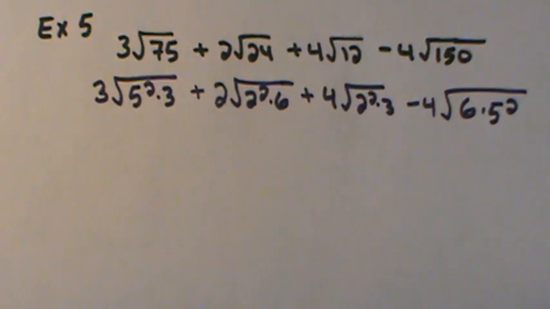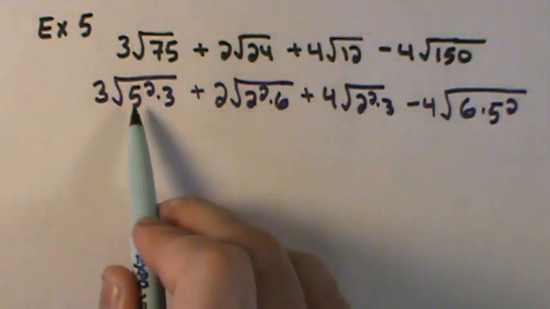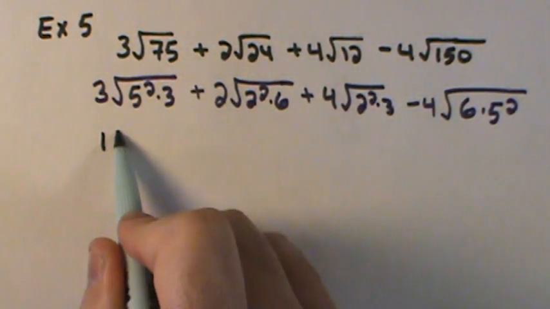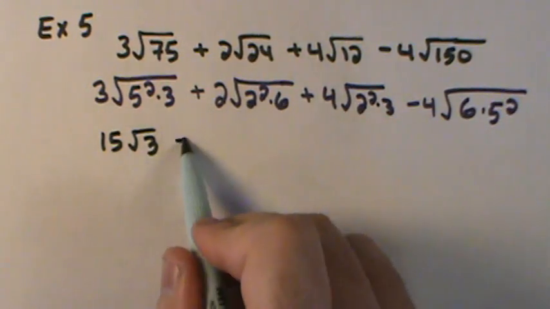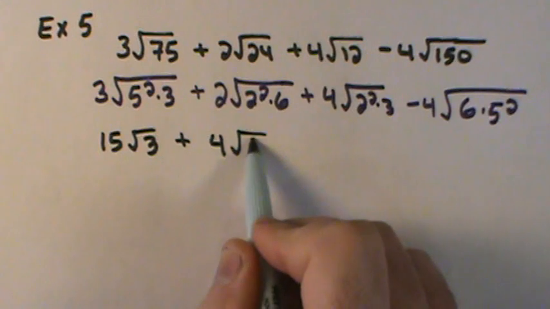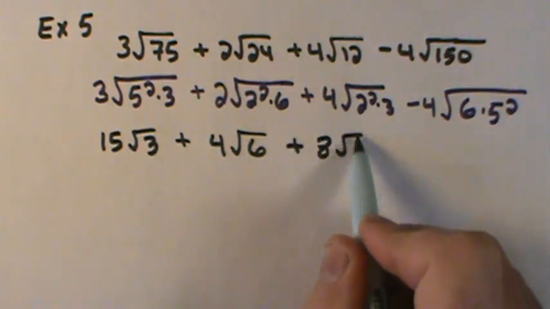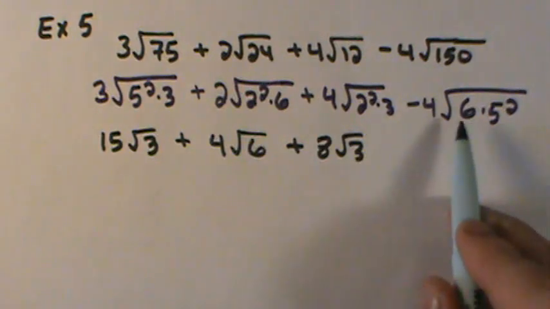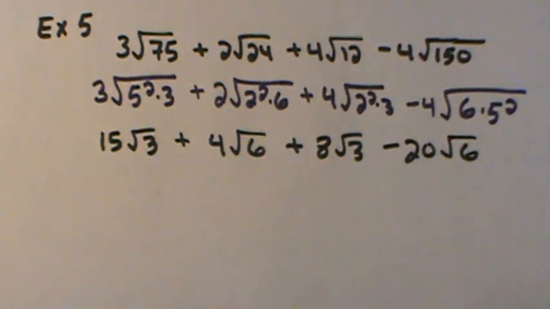Now let each of the squares come out of their radicals. And so this becomes 15. The 5 times 3 is 15, radical 3. The 2 comes out, would be 4, radical 6. The 2 comes out, would be 8, radical 3. If 5 comes out, it would be negative 20 rad 6.